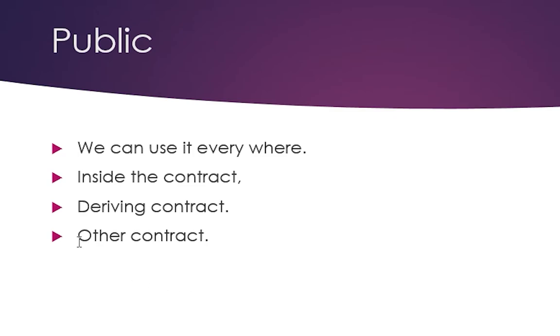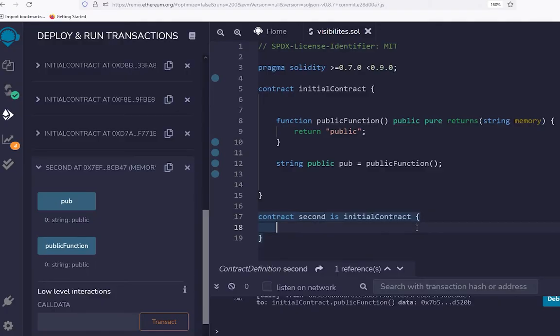And then the next is other contract. So now what does it mean? It means not the deriving contract, like we don't have to inherit it anymore, so close this. We simply have to create an object for that.